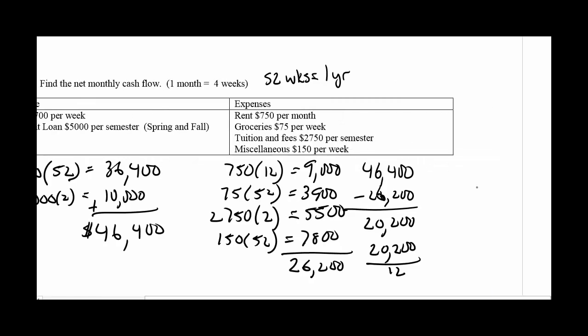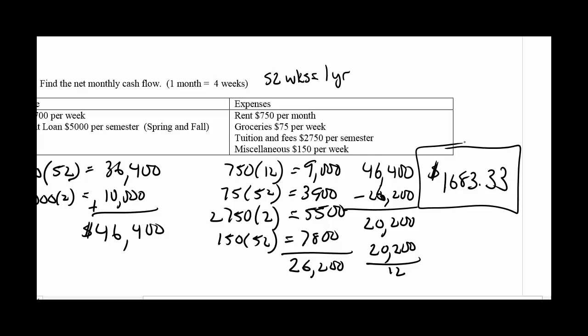So that would be 1683.33. So in other words, these are the expenses that we're aware about. So she's got another $1,600 that she can play with each month, and hopefully, she keeps on top of it. Hopefully, she can put some of that away for savings.